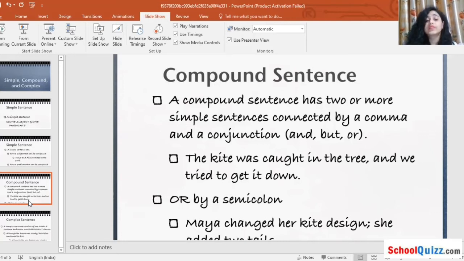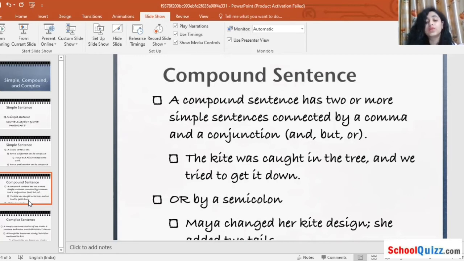So again, what is the meaning of a compound sentence? A compound sentence has two or more simple sentences connected by a comma or a conjunction. It can be connected with the help of a comma or by using words like but, and, or. The kite was caught in the tree, comma, and we tried to get it down.